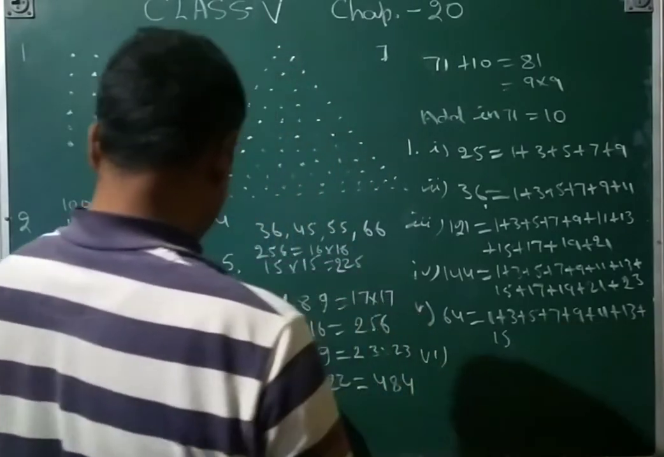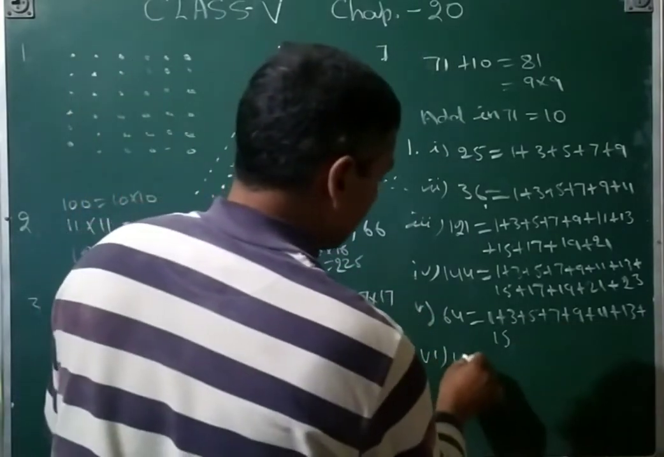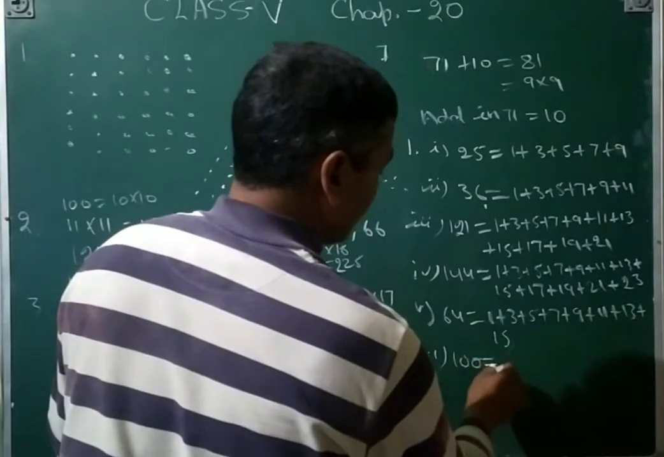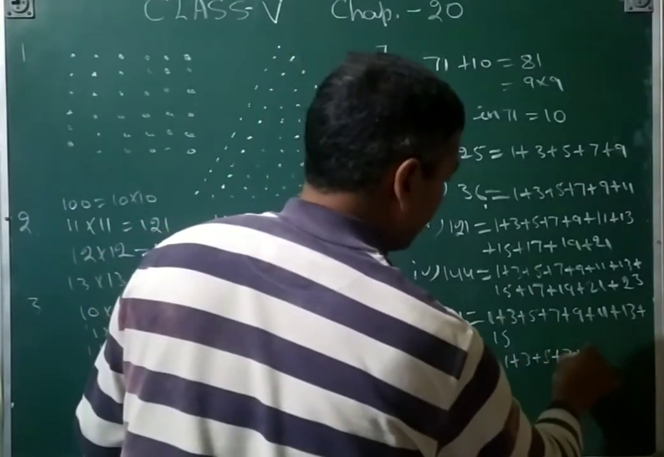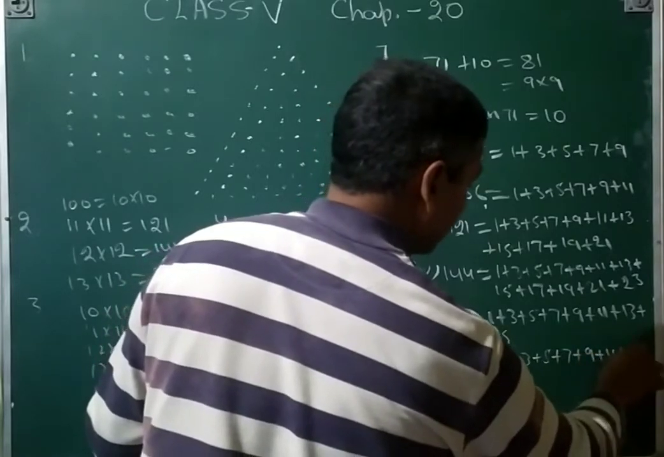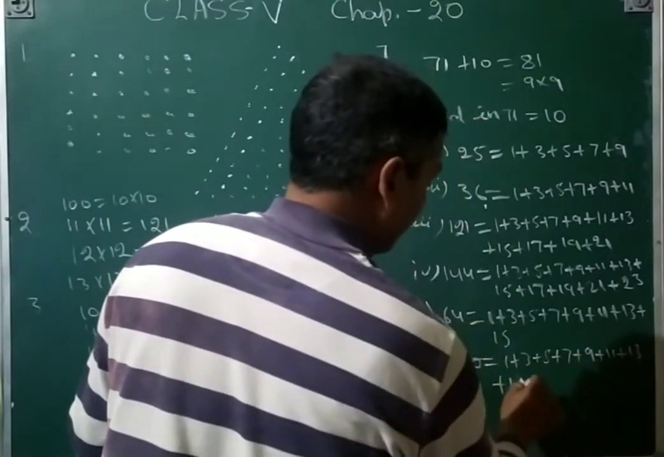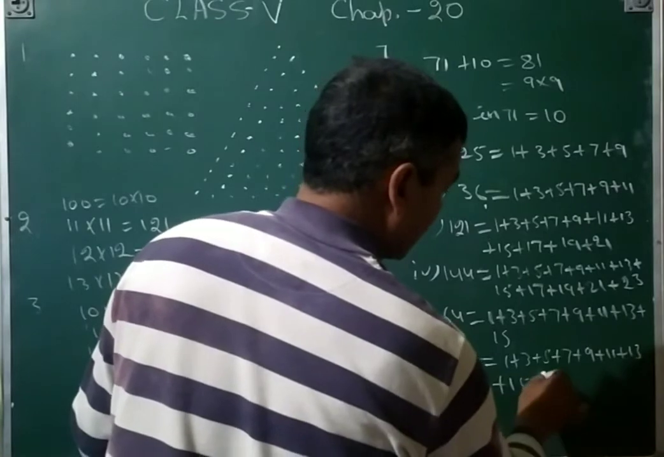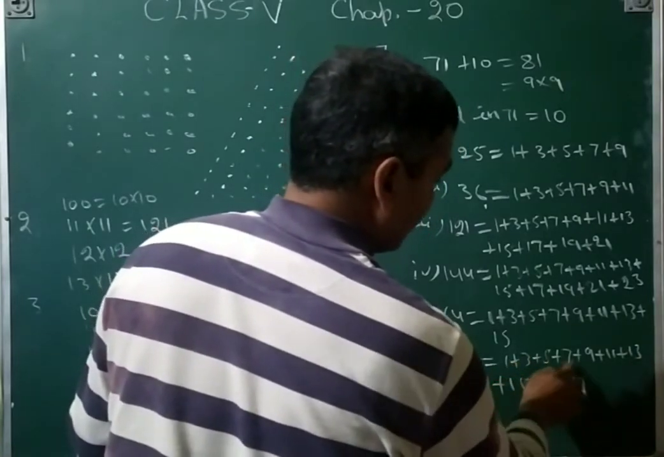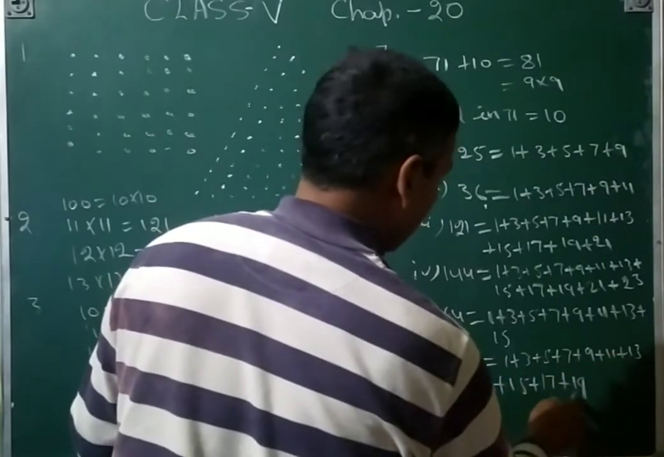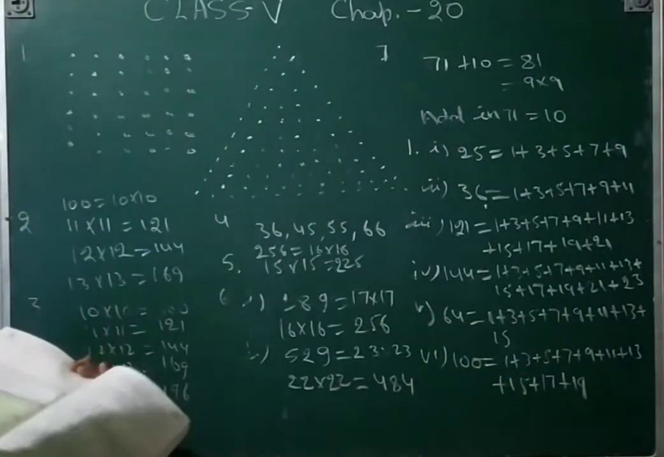Sixth part, 100, that means 10 terms. 100 means that will be 10 terms. 1 plus 3 plus 5 plus 7 plus 9 plus 11 plus 13 plus 15 plus 17 plus 19. That is 1, 2, 3, 4, 5, 6, 7, 8, 9, 10 terms.